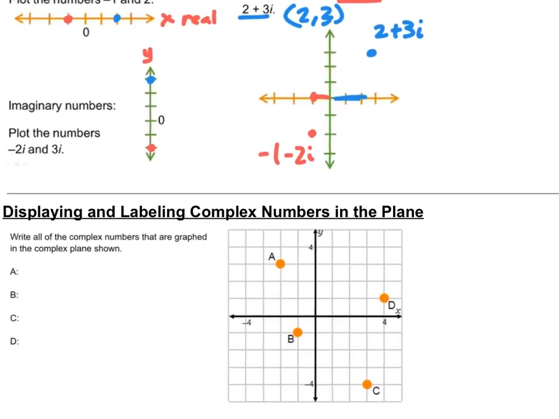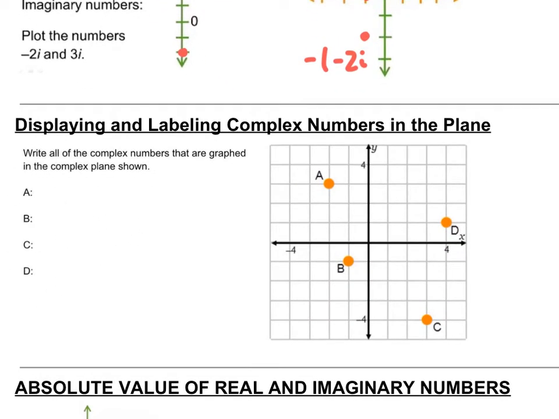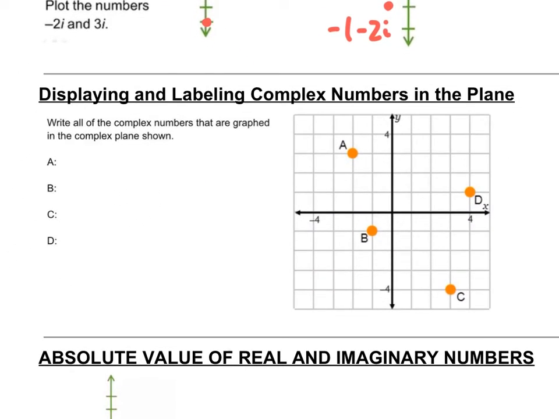So, let's come over here and display and label complex numbers in the plane. Point A would be over 2, up 3. So that would be negative 2. So this would be the point negative 2 plus 3i, knowing that this is a complex plane.